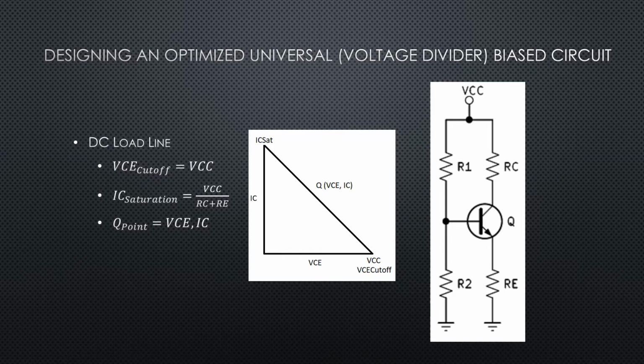Okay, so now we're going to develop our DC load line, where our VCE should be at 45% of the VCC or cutoff voltage. And we're going to see why that's important once we get to amplifiers and we start building the AC load line.